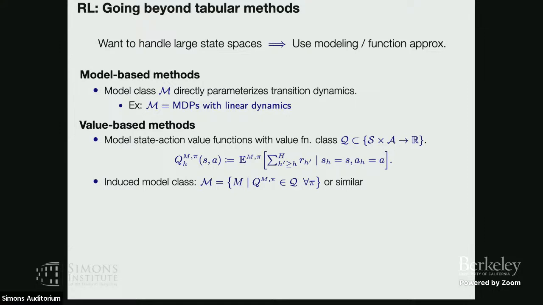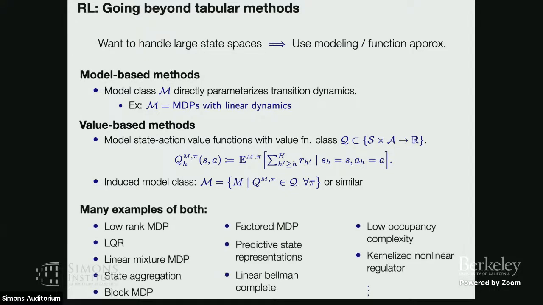This is the set of all MDPs that are consistent with your Q function class, in the sense that maybe their Q star functions are contained in this class, or maybe all Q functions are contained in the class. That depends. You can do either. There are many examples of both of these approaches. This is a pretty active area of research right now.